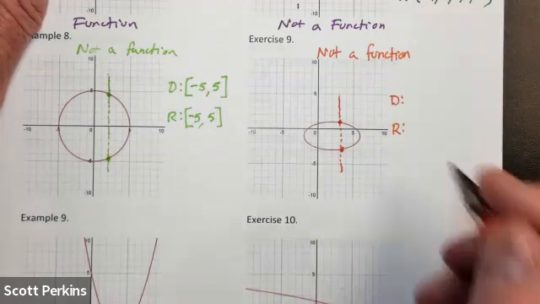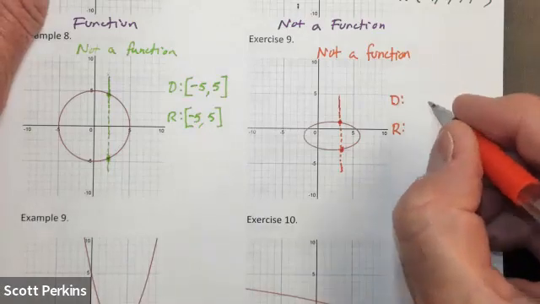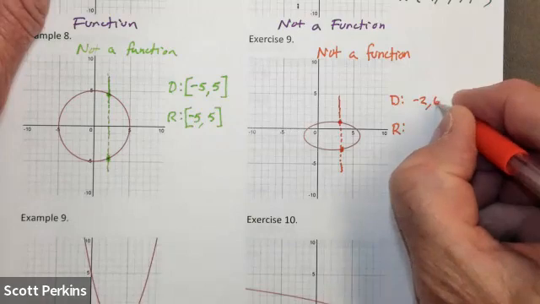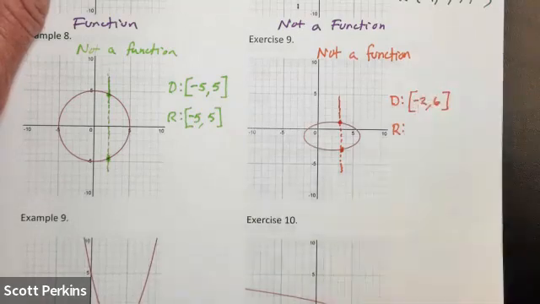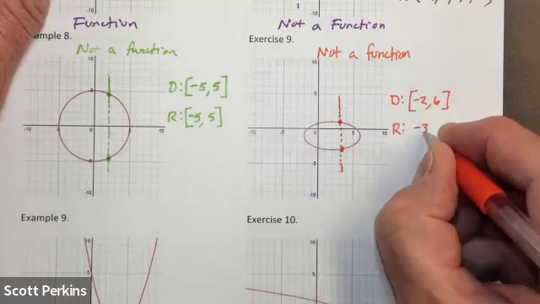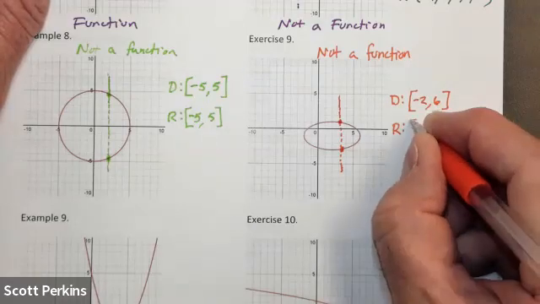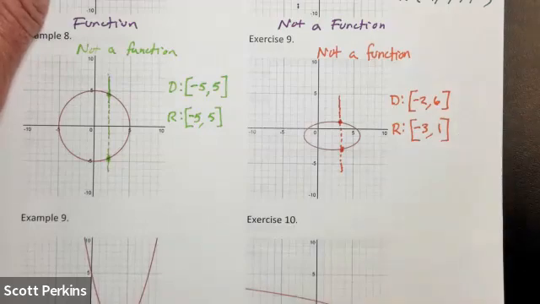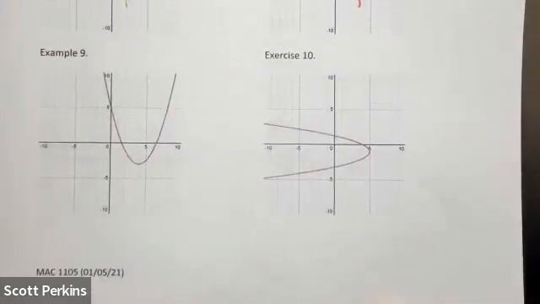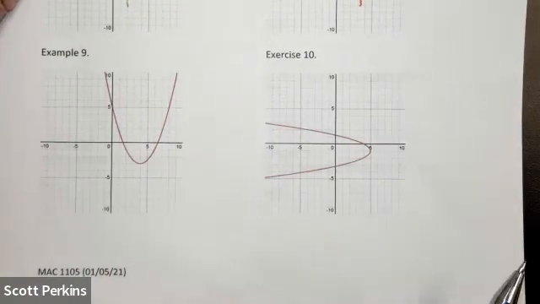So the domain, what's my lowest x value? -2. My biggest one is 6. I'm going to use brackets because it goes through those values. My range, what's my lowest y? -3 up to 1. And I'm going to use brackets because it goes through those. We still doing okay? All right, here's my next example right below, example 9. Now I'm going to give you a little caveat. And if you forget this on the test, that's okay.